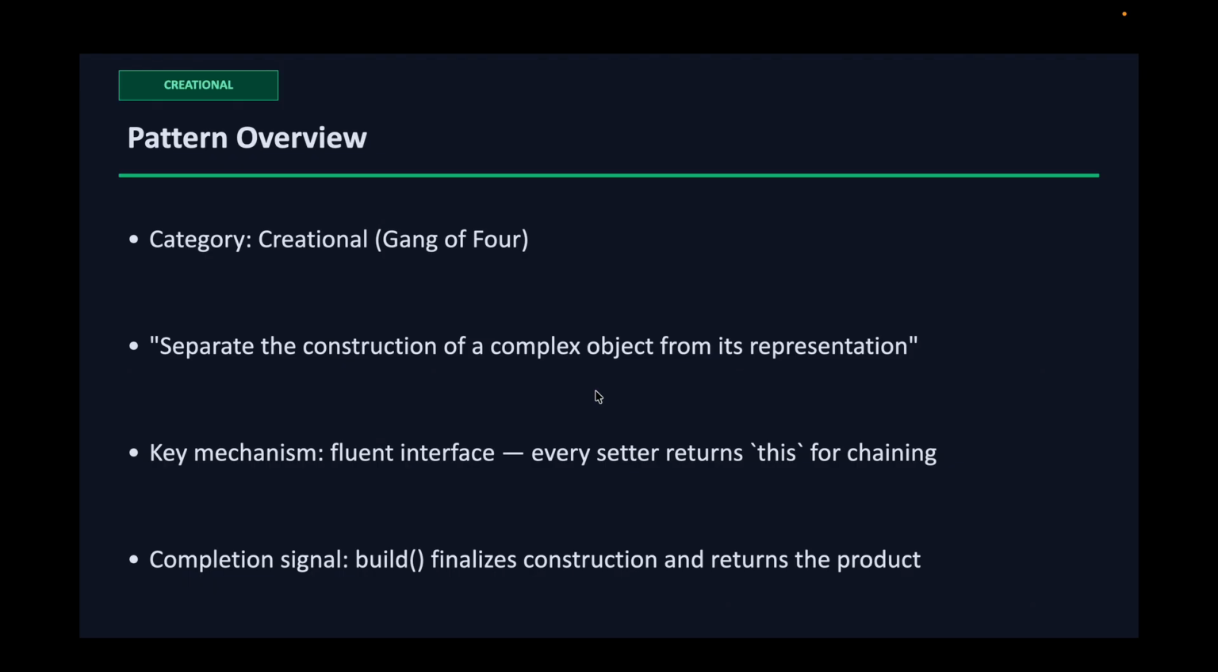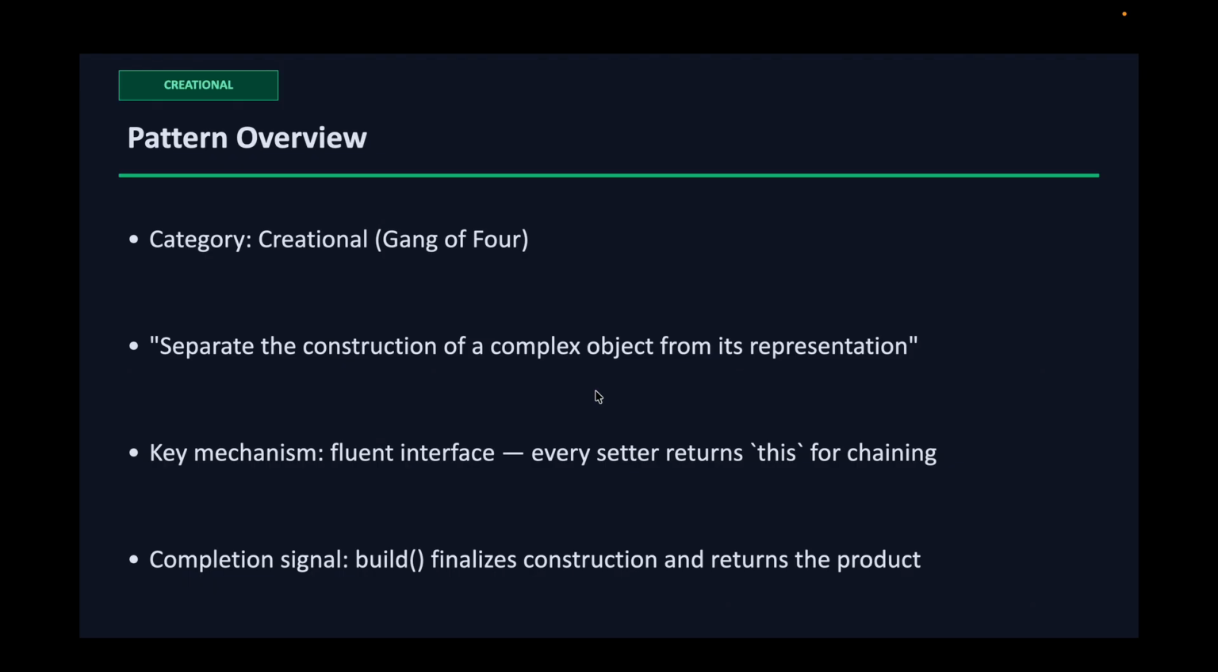Separation means the construction logic lives in the builder class. It's not in the product class. The product just holds the data. The builder will know how to assemble it. The second one is step-by-step. Instead of just one monolithic constructor call, like that one big one that we had before, you build incrementally, one setter at a time. And the third one is there is a fluent interface.